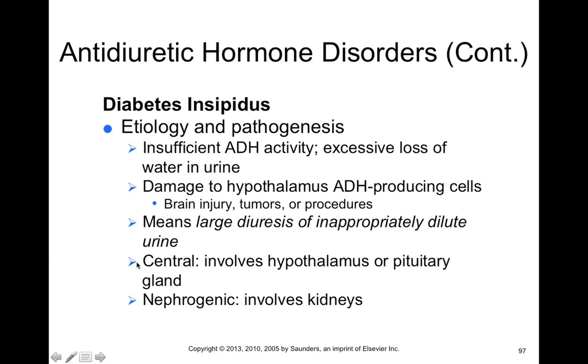Now, centrally, it could be a problem with the hypothalamus or pituitary, where you just might not get the release of ADH. Nephrogenic diabetes insipidus is where you have tissue resistance to ADH. It's possible that your kidneys just stop responding to antidiuretic hormone, so although the hormone's present, that could lead to excessive water loss. That's what we call nephrogenic diabetes insipidus.